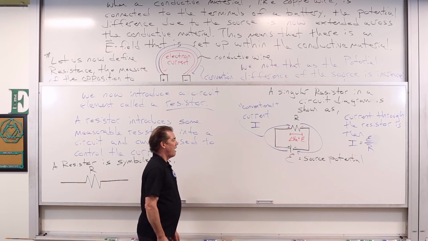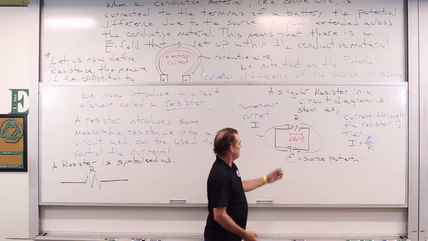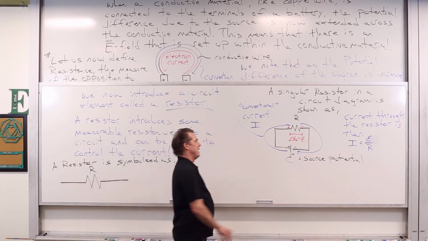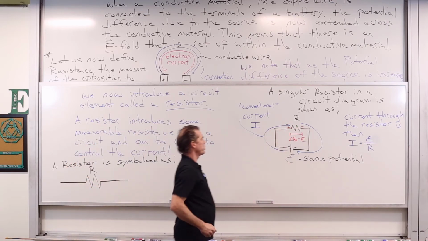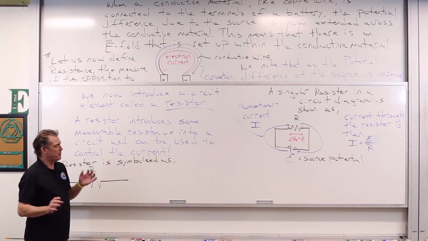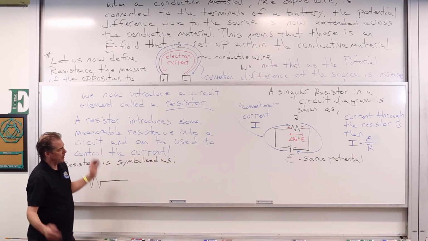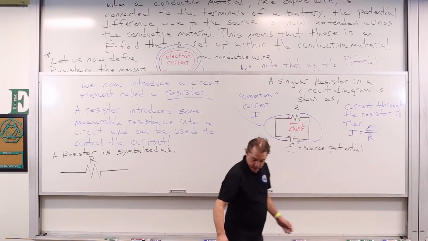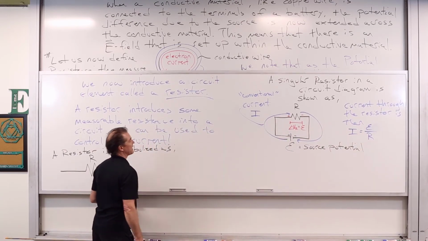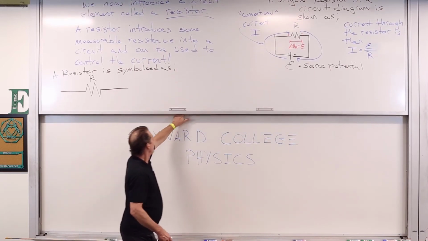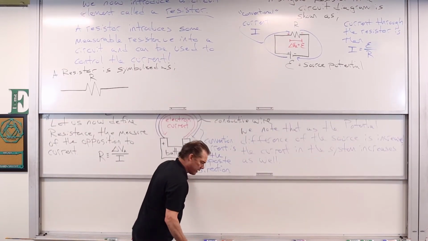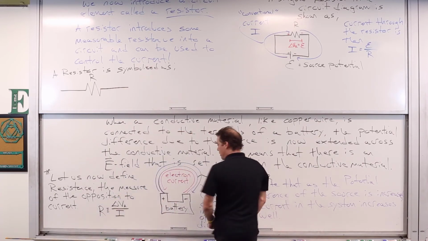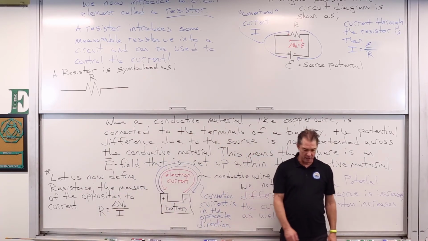Delta V is equal to IR, so the potential difference across the resistor is equal to the current through the resistor multiplied by the resistance of the resistor. And for a singular resistor hooked up to a DC source potential, the current is given by this. All right, so what else can we do? Well, we can go a little bit further and ask, how do we build ourselves a resistor with a particular resistance?